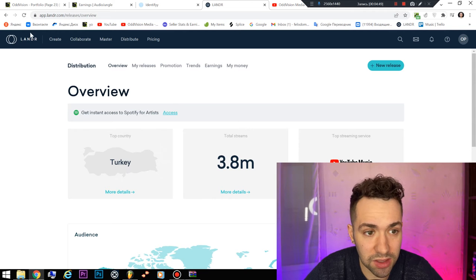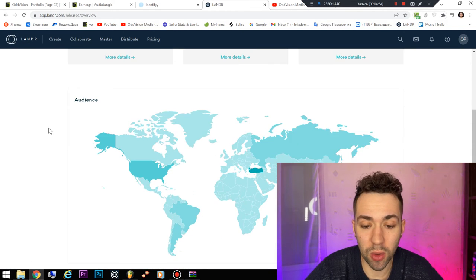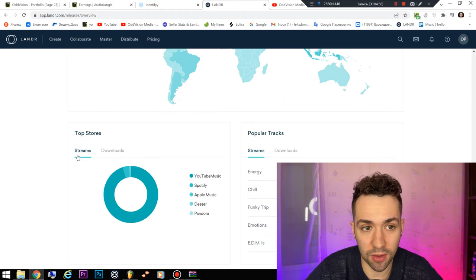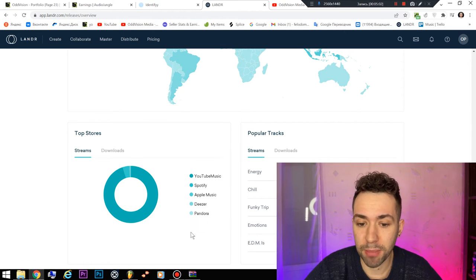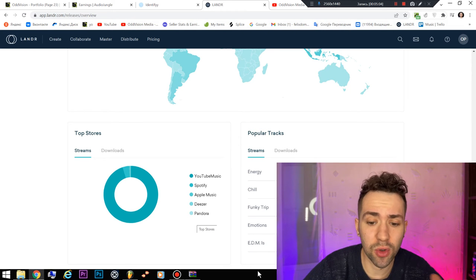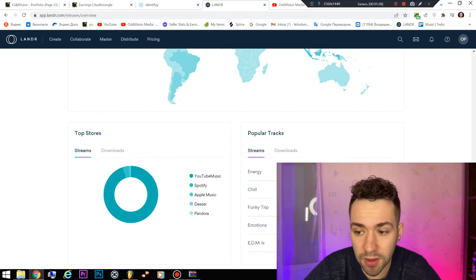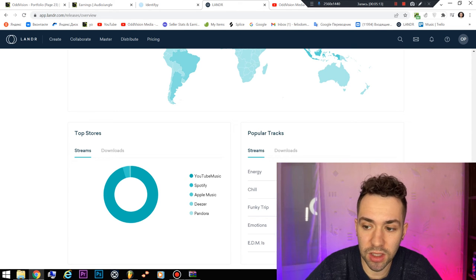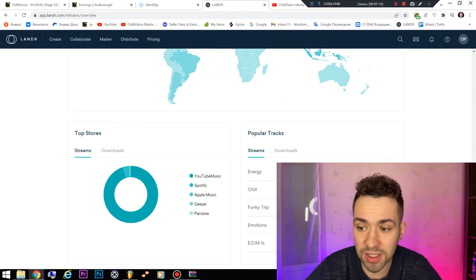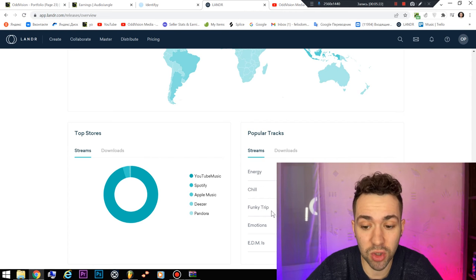And the next thing is the distribution platform Lender. The main thing is that when you upload your music here, there are some packages, not expensive, but you get your music on Shazam, on YouTube Music, on Spotify, on Apple Music, on everything. I even didn't promote some of these tracks, and they get so many views, because, for example, some people try to search energy tracks, chill tracks, funky trip tracks.